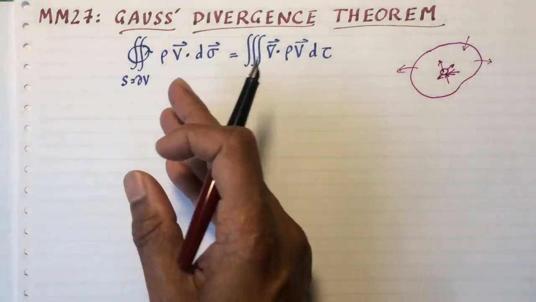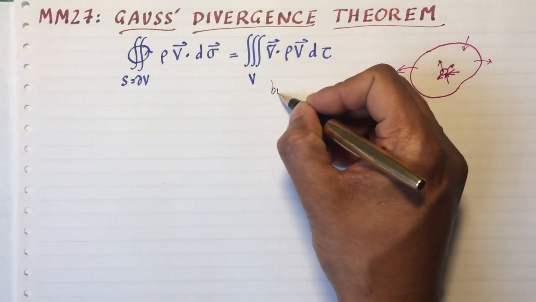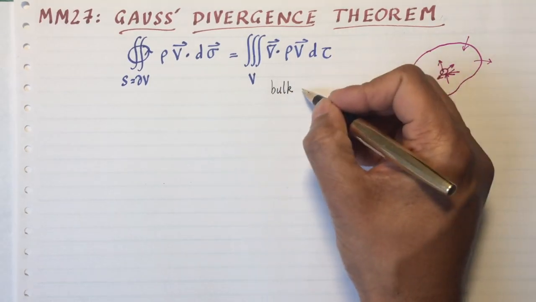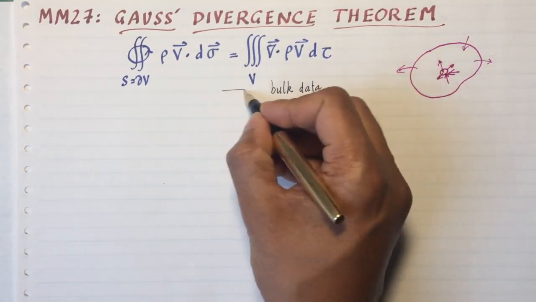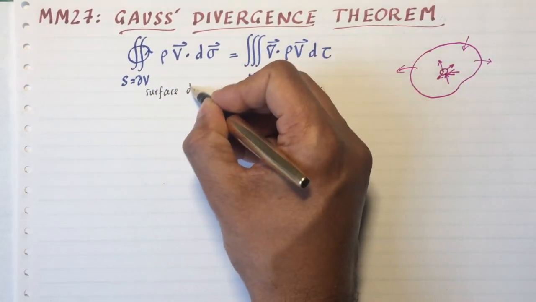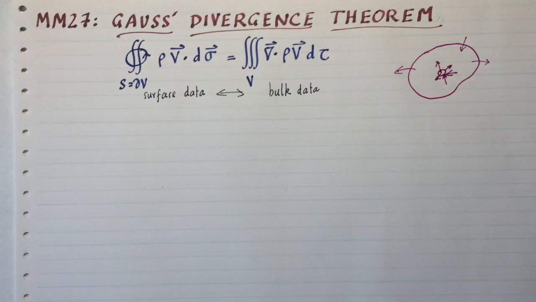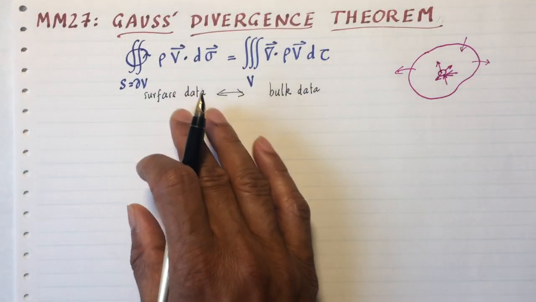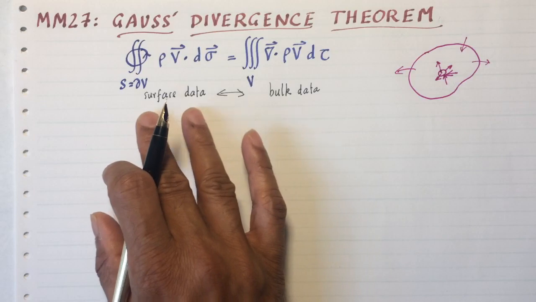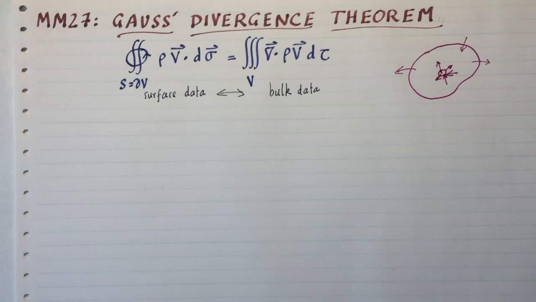That's the reason why this is so important, because it connects two kinds of data. This is the data on the bulk, meaning volume data, and that's related to surface data on the left. So Gauss's divergence theorem essentially tells you how to explore something without getting into it. You can explore a planet without actually landing on the planet or going into the planet. This is why it's such an amazing tool in all of science.